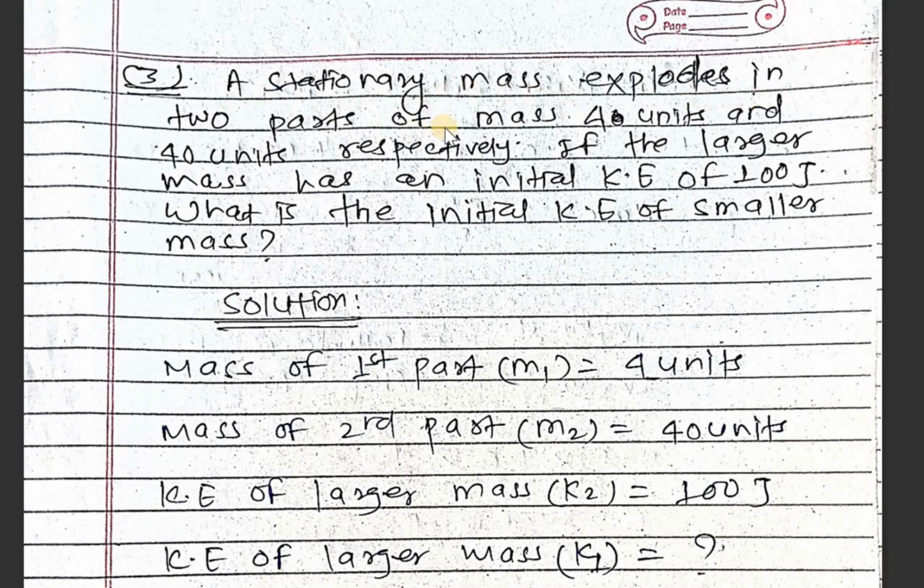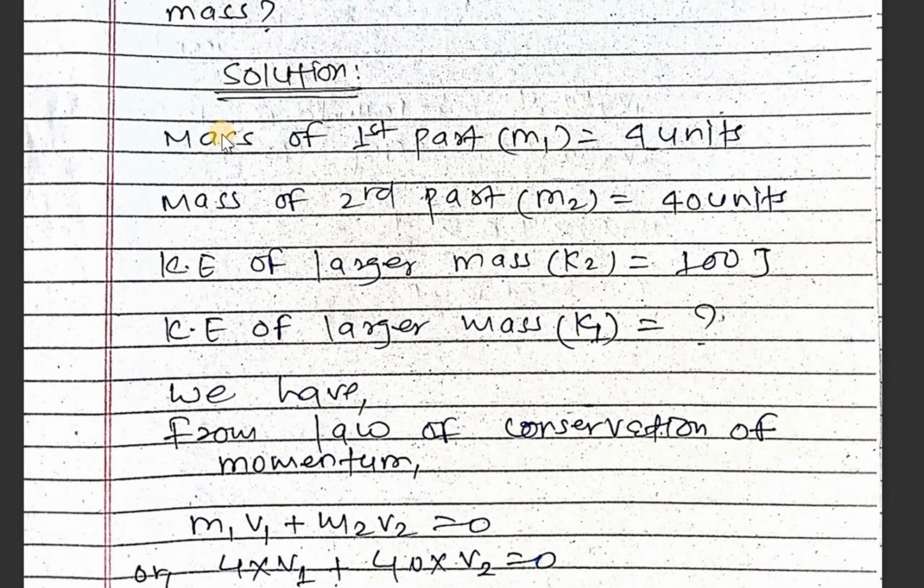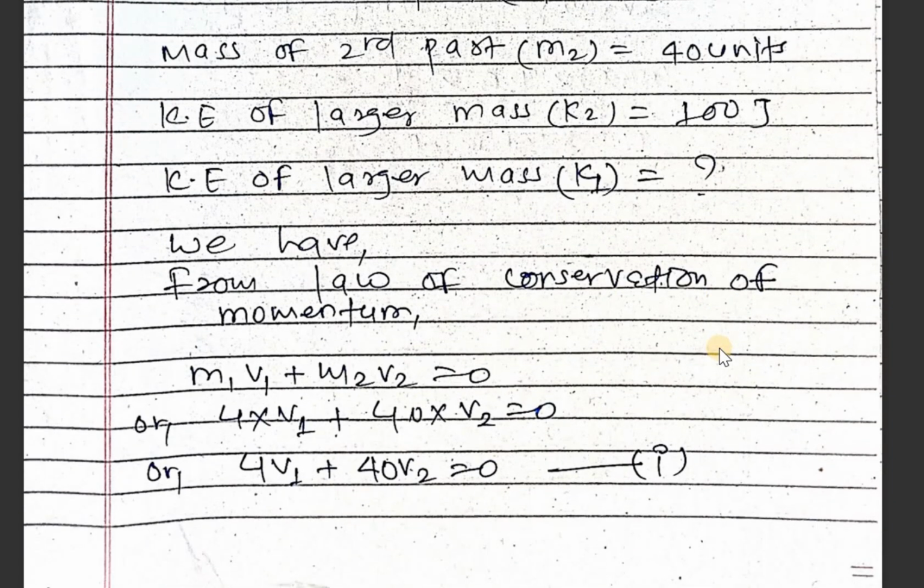And similarly, the next problem is: a stationary mass explodes into two parts of mass 4 unit and 40 units respectively. If the larger mass has an initial kinetic energy of 100 joule, what is the initial kinetic energy of the smaller mass? We have to find the kinetic energy of this 4 unit, as 4 unit is smaller. Mass of first part m1 4 unit, similarly m2 40 unit. Kinetic energy 100 joule. We have to find the kinetic energy k1, that is of mass m1.